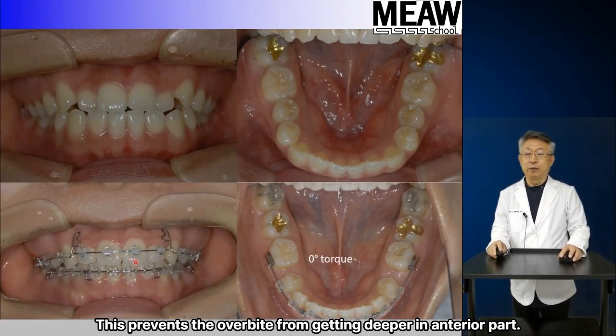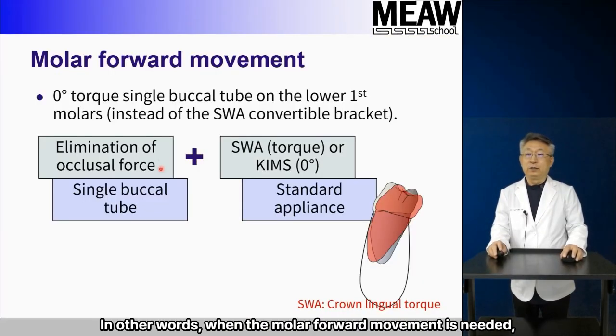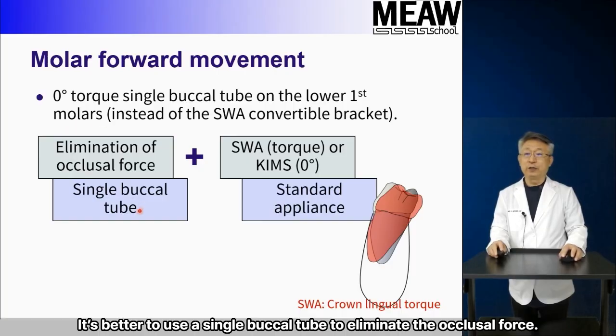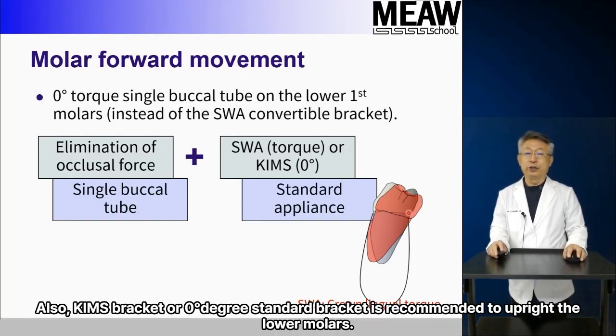This prevents the overbite from getting deeper in the anterior part. In other words, when the molar forward movement is needed, it is preferable to use a single buccal tube with 0 degree torque on the lower first molar rather than SWA convertible bracket. It's better to use a single buccal tube to eliminate the occlusal force. Also, Kim's bracket or 0 degree standard bracket is recommended to upright the lower molars.